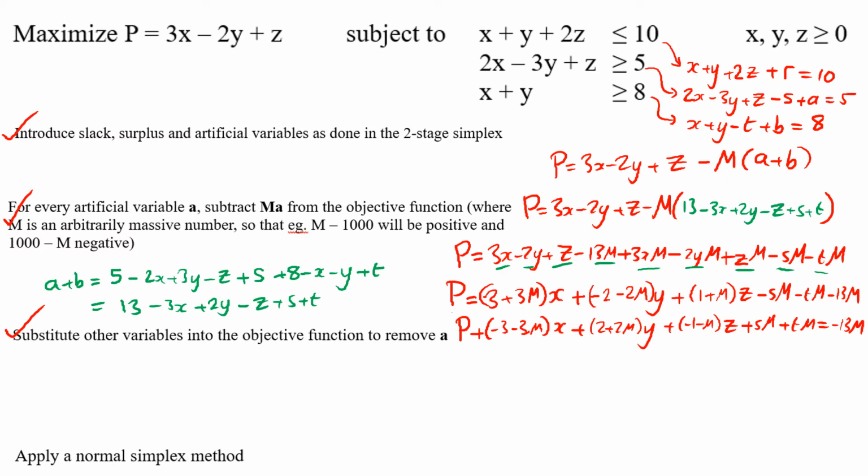So our three equations, we've obviously got the p plus that. We've got our x plus y plus 2z plus r equals 10. We've got our 2x minus 3y plus z minus s plus a equals 5. And we've got our x plus y minus t plus b equals 8. And we're going to take those four equations and substitute them into our spreadsheet.